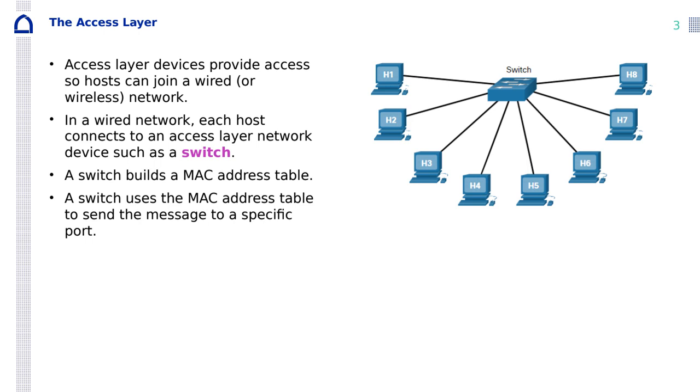Access layer devices provide access so hosts can join a wired or wireless network. Give me an example. Switch. Here we have a switch. Each host connects to an access layer network device such as a switch. A switch builds a MAC address table. Okay? A switch uses the MAC address table to send a message to a specific port. We talked about this last time.